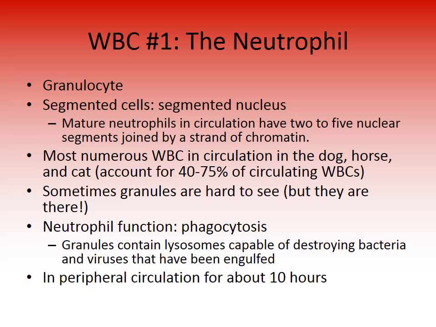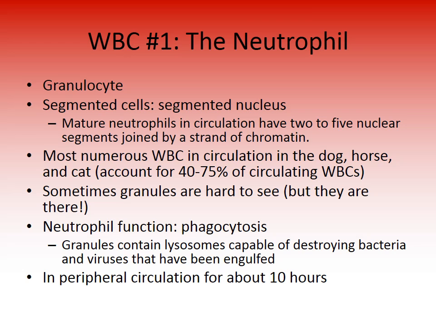So let's start talking about all 5 of these white blood cells. The first one we're going to talk about is the neutrophil. This is the most common white blood cell seen in the peripheral blood. So it is a granulocyte. It has a segmented nucleus, like I had mentioned before. Sometimes people say it's lobed or segmented.